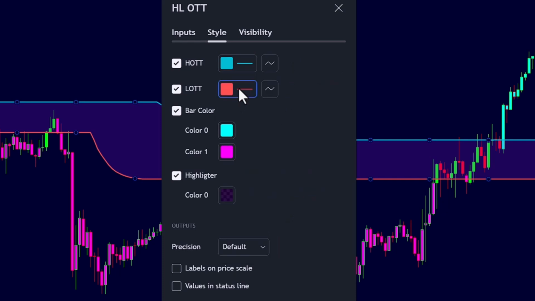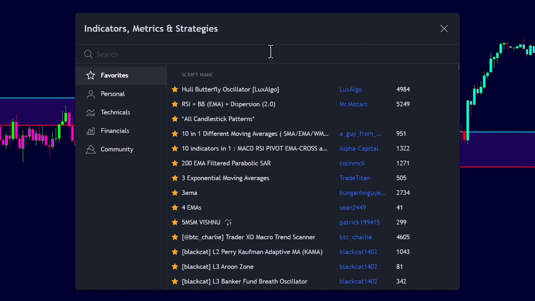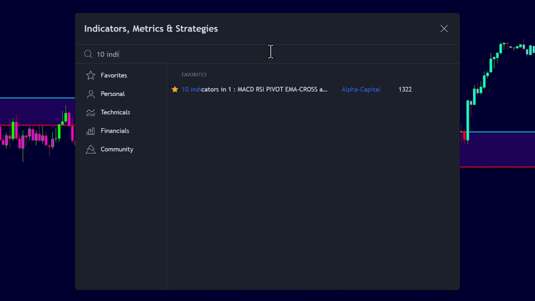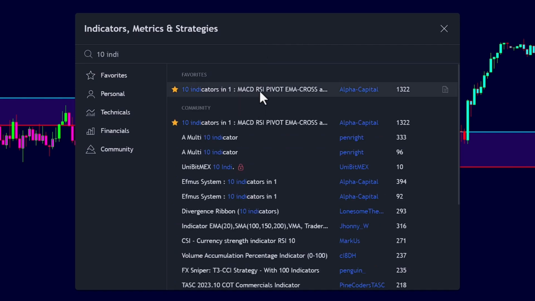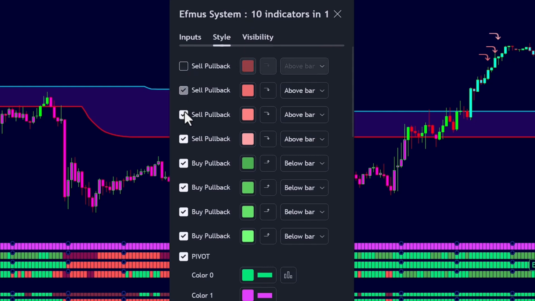Now that you've got this all dialed in, let's add a second indicator. Head back to the Indicators tab and search for the 10 indicators in one. It is ready to roll. Add it to your chart and follow my lead to tweak it a bit, and then we'll be ready to turn and burn.